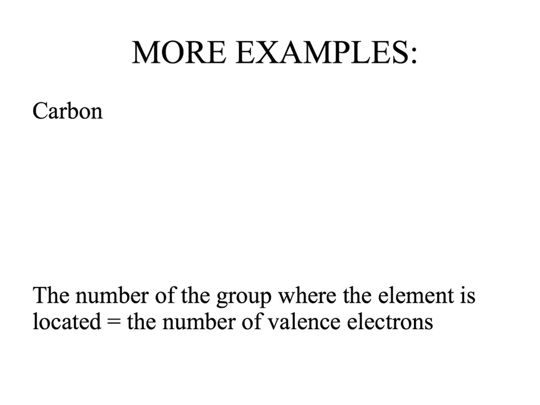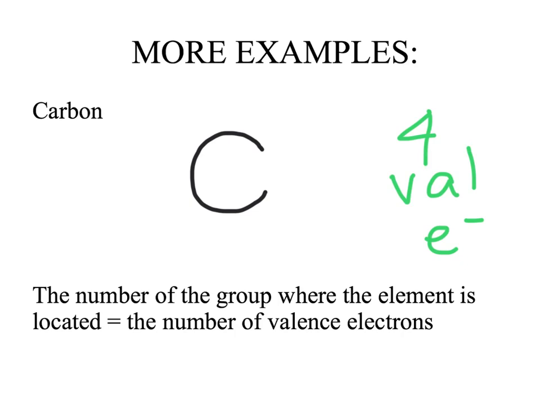Remember, which is step number 1? Right, we need to write the chemical symbol. The chemical symbol for carbon is C. Now, the next step is to find the number of valence electrons. Do you remember in which family or group we can find carbon? Look for it in the periodic table. Yes, carbon is located in group 4A. It means it has 4 valence electrons. You need to remember this.